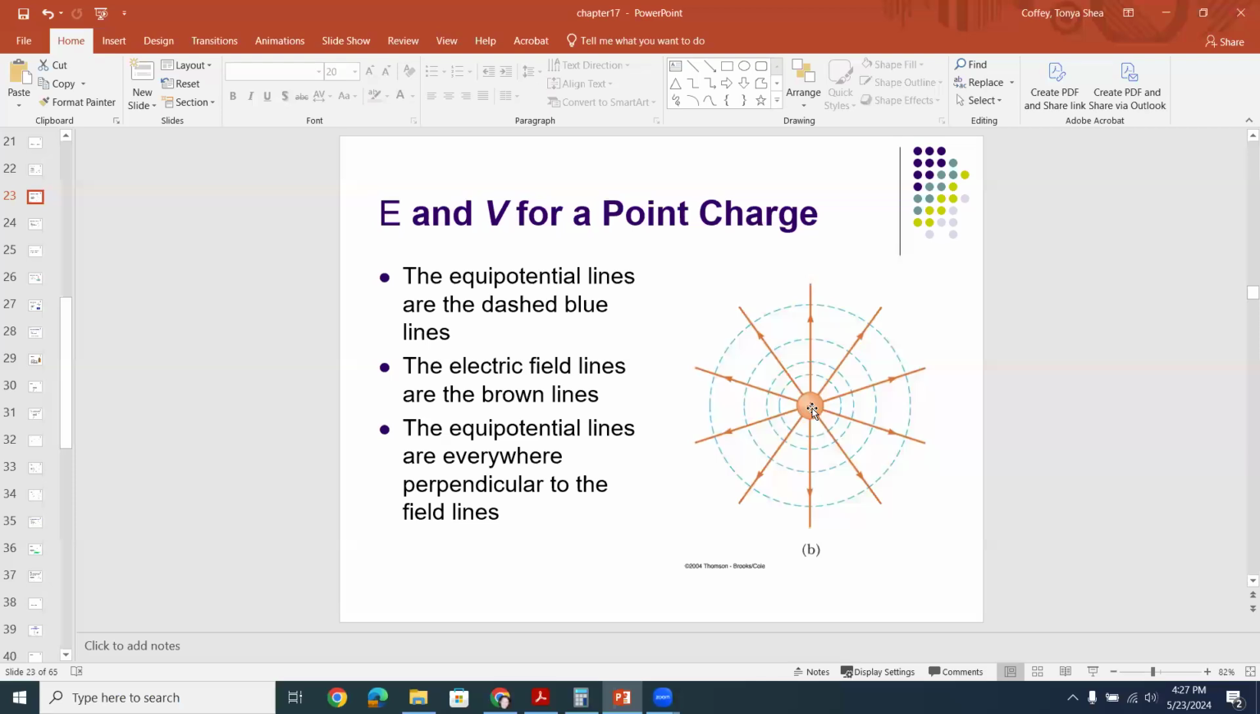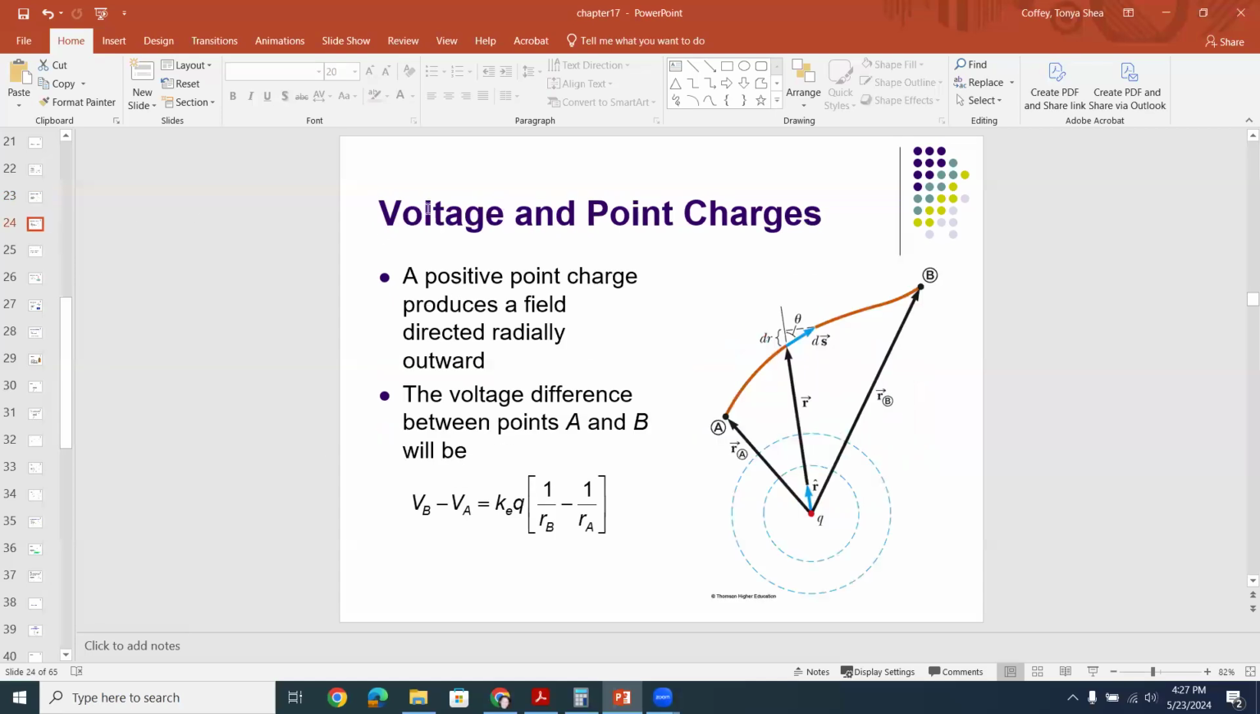In other words, everything that's the same radial distance away from the point charge makes up a sphere that encloses the point charge, and that sphere is an equipotential surface, right? So here, these blue dashed equipotential lines everywhere are perpendicular to your field lines, and so you know those are equipotential surfaces. So that's interesting to think about. Okay. Let's talk about point charges a little bit more.